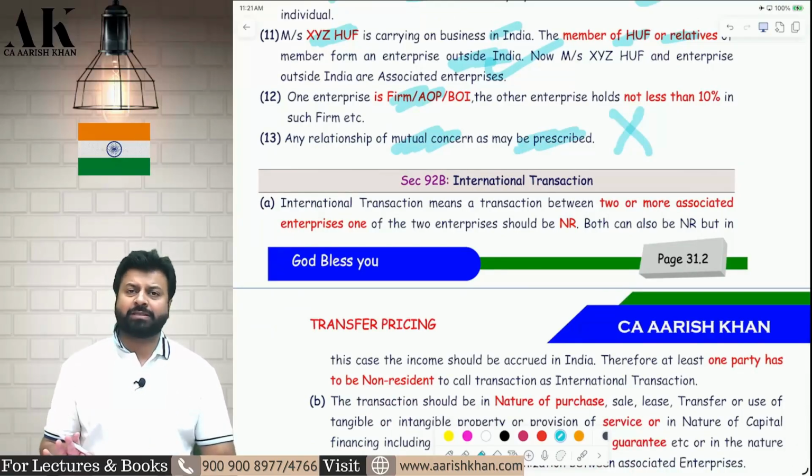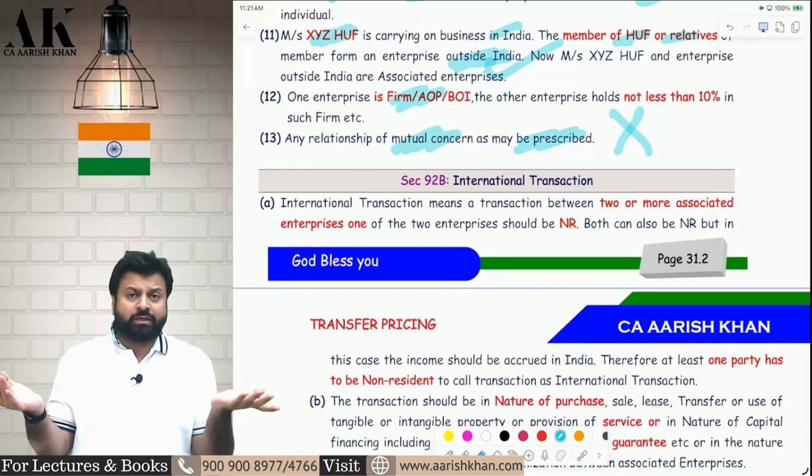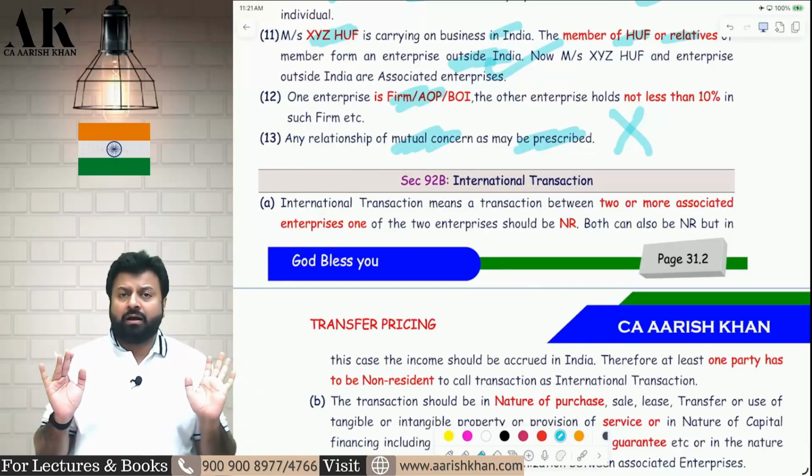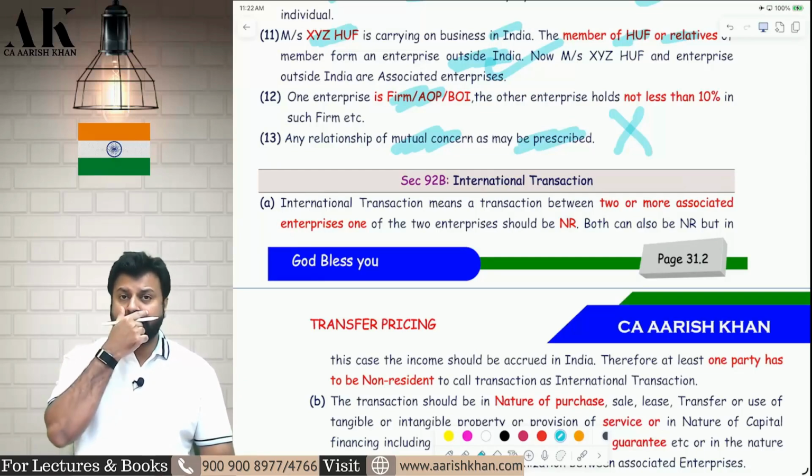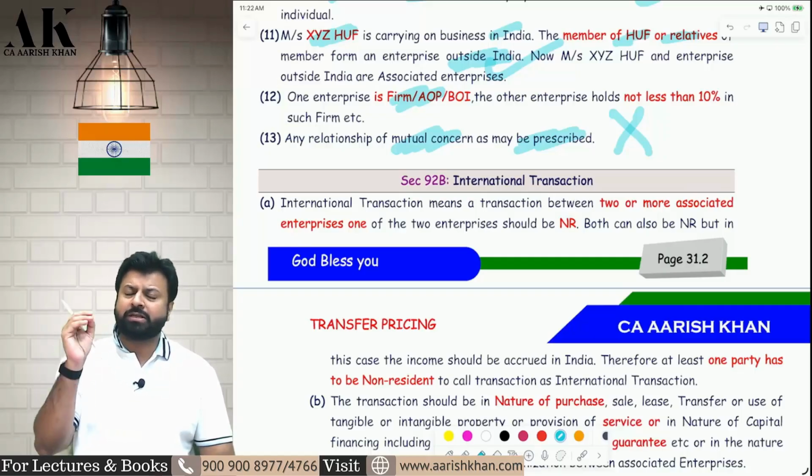As of now, they have not prescribed anything. If they want, they might prescribe a few more cases. As of now, there are no more prescribed items. Only 12 items are prescribed as of now. If you fall in any of the 12 items, you are said to be what? Associate enterprise. To apply transfer pricing, having an associate entity relationship is extremely important. Without that, transfer pricing is not possible.